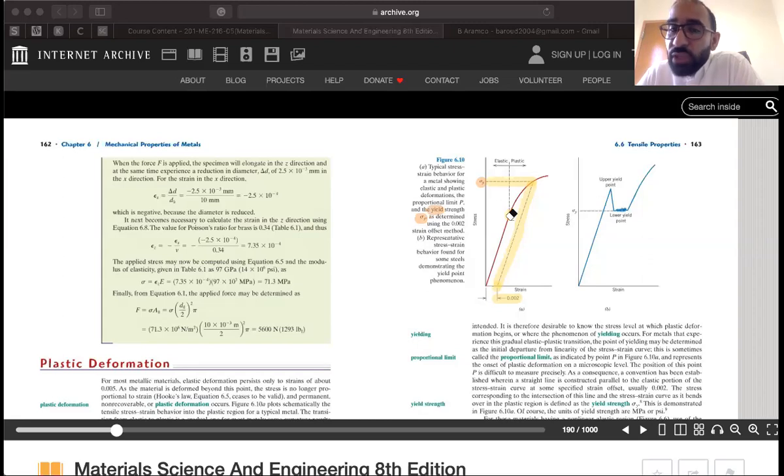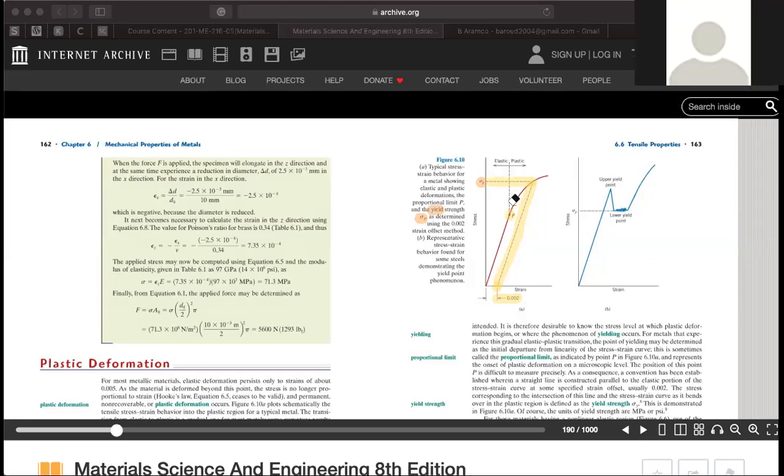So it turned out it's okay to consider 0.002, and then you hit the curve to determine a value that is higher than P, but it's okay to consider this value as the beginning of the plastic deformation. Plastic deformation will start before this value.